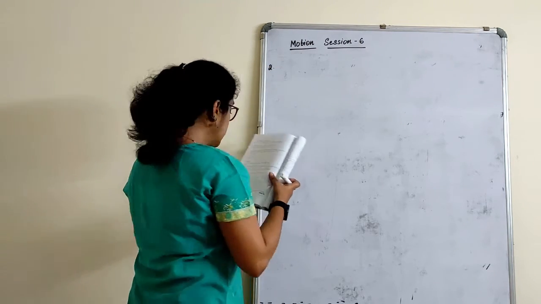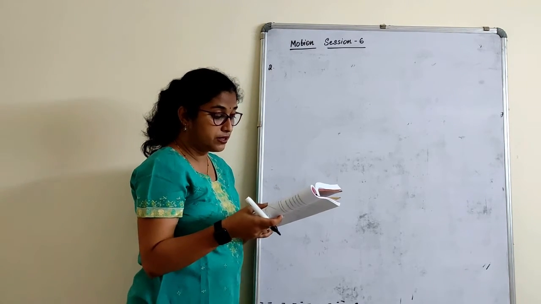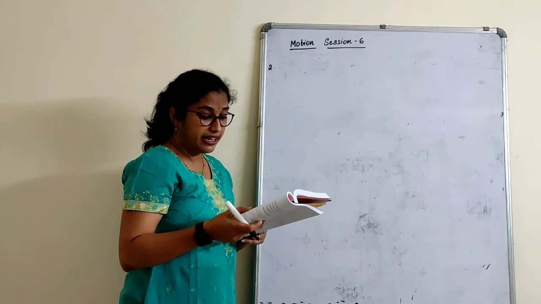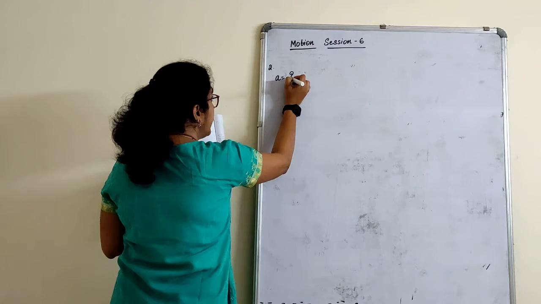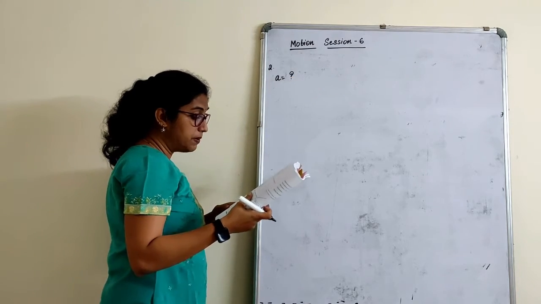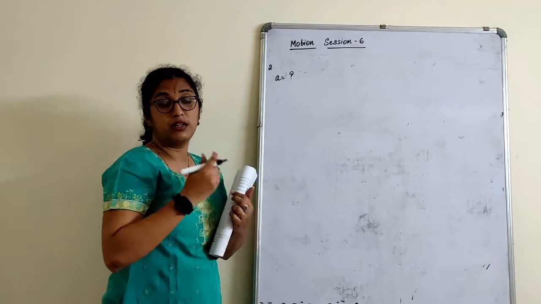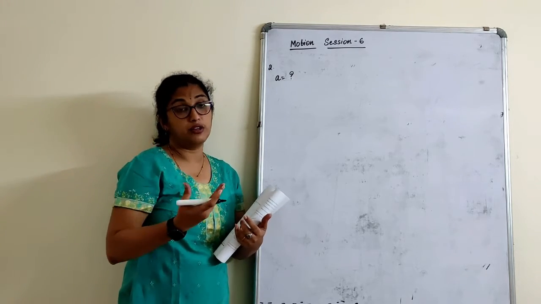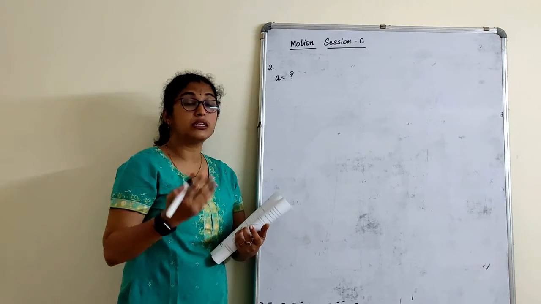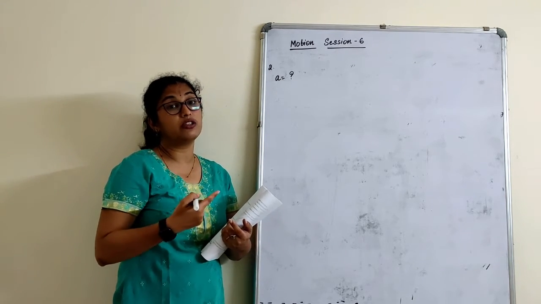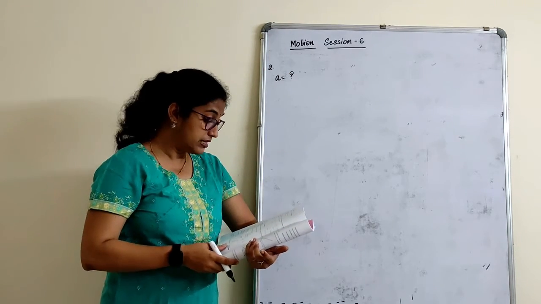A bus decreases in speed from 80 km per hour to 60 km per hour in 5 seconds. Find the acceleration of the bus. Learn to understand what is given. Acceleration we have to find. A bus decreases its speed from 80 km per hour to 60 km per hour. The bus is going with some velocity, which is 80 km per hour, and it reduces to 60 km per hour. So the initial velocity of the bus is 80 km per hour, and the final velocity of the bus is 60.